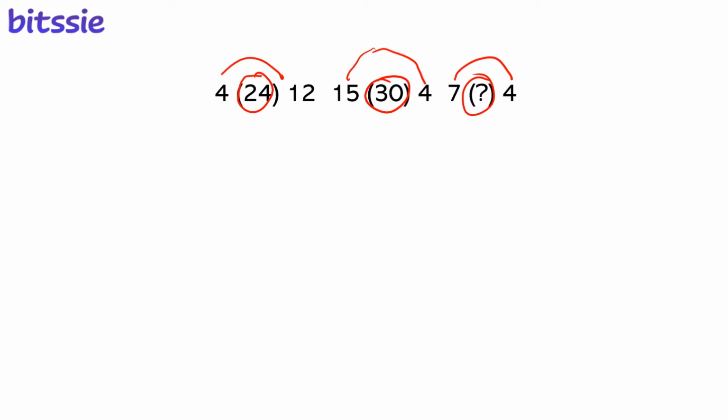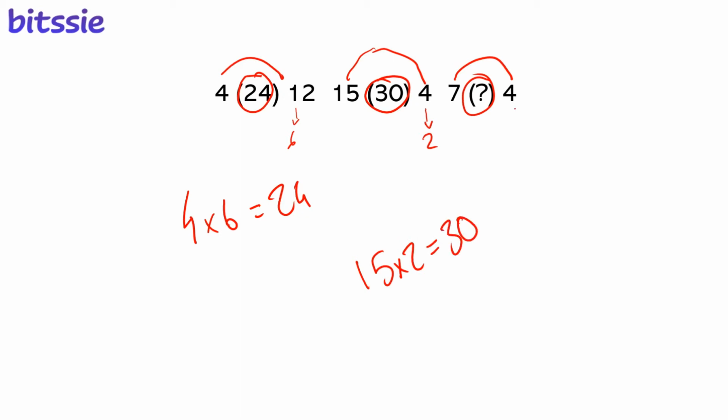We know that 4 times 6 gets us 24, so we could halve 12 to give us 6, then do 4 times 6 equals 24. And then if we try that with our second set of numbers, halve the 4 to give us 2, then 15 times 2 does give us 30. So then let's do that again with our final set of numbers. 7 times 2 gives us an answer of 14.